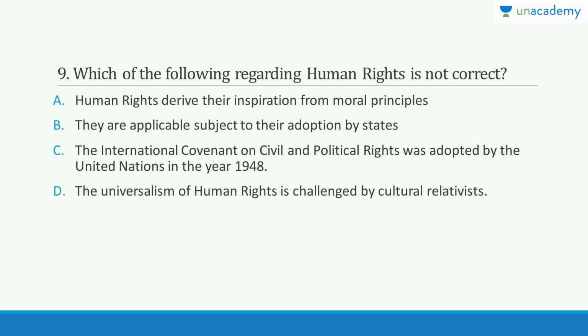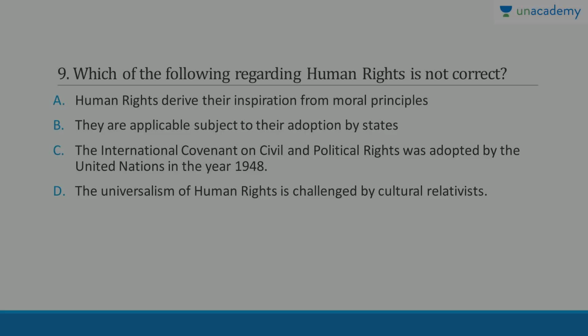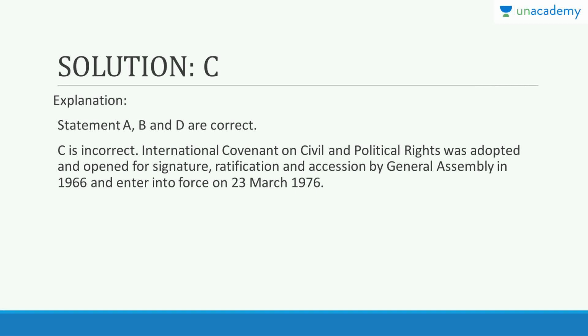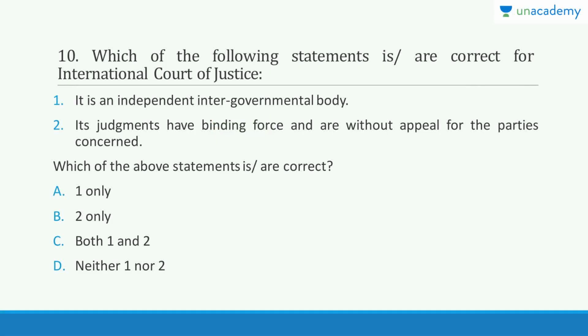Which of the following is not correct regarding human rights? Human rights derive their inspiration from moral principles. Correct. They are applicable subject to their adoption by states. Correct. The International Covenant on Civil and Political Rights was adopted by the UN in the year 1948. This is wrong. It entered into force in 1976 and was adopted by the General Assembly in 1966. The universalism of human rights is challenged by cultural relativists. This is correct. So the answer is C. A, B and D are correct. C is incorrect.